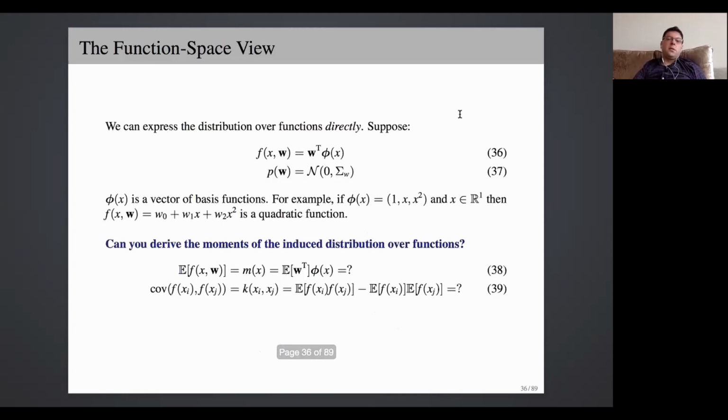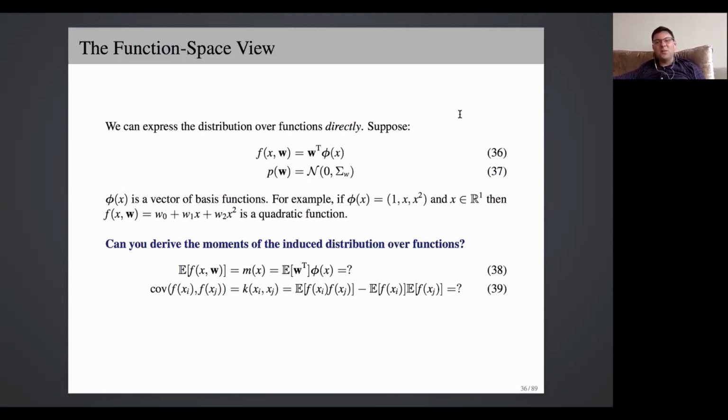We could also consider a much more general model class where we have an inner product of a vector of parameters w with a vector of basis functions. So if we wanted to consider a polynomial basis, the entries of this vector of basis functions phi would be 1, x, x squared, x cubed, and so on. We could also have a Fourier basis. This is a fairly general model class, and we'll put a multivariate Gaussian distribution over the parameters w, with mean zero for convenience and covariance matrix Sigma_w.